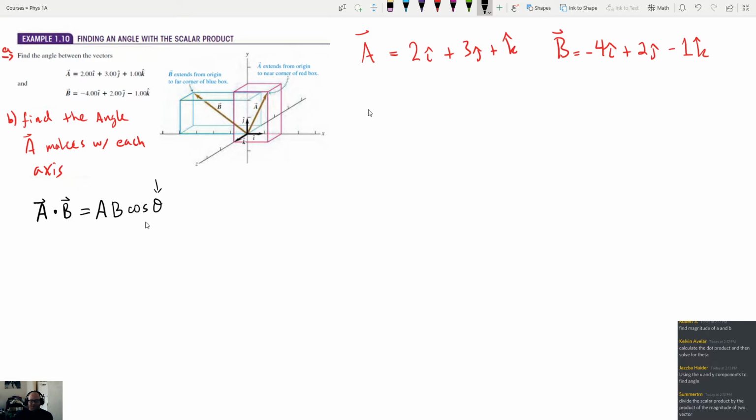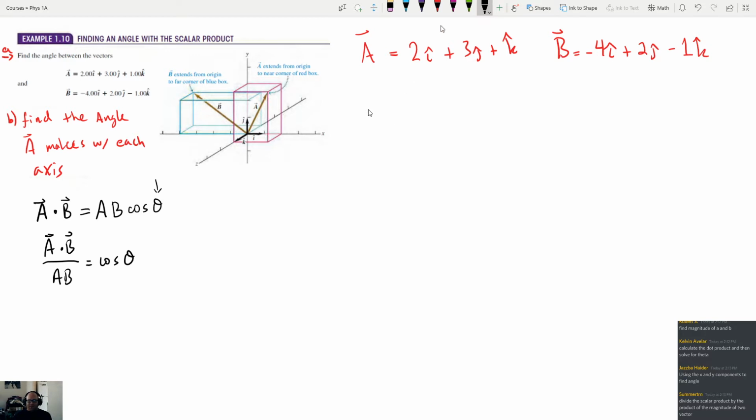And if we then just solve for the angle, yeah, Summer says divide the scalar product by the product of the magnitudes of the two vectors. Yeah, pretty much. We're gonna take A dot B, and we're going to divide by A times B, and that should be cos theta, and then we can solve for theta by using an inverse trig function, right? Okay, so we need to do all these things. We have to find A dot B, we have to find the magnitude of A, find the magnitude of B.